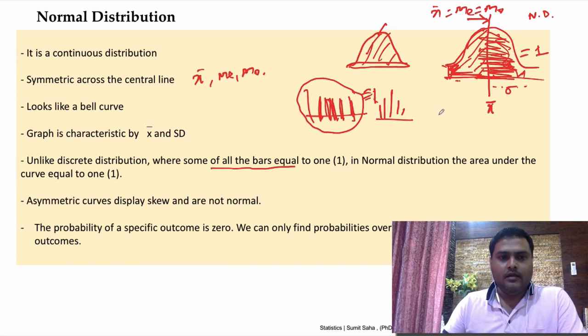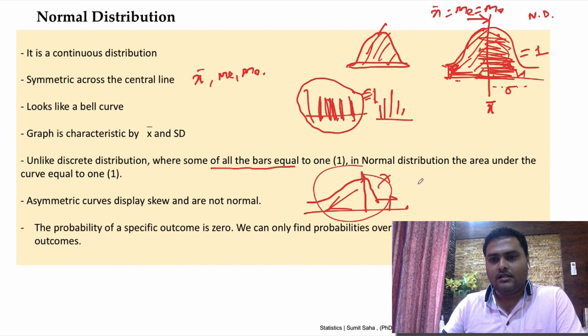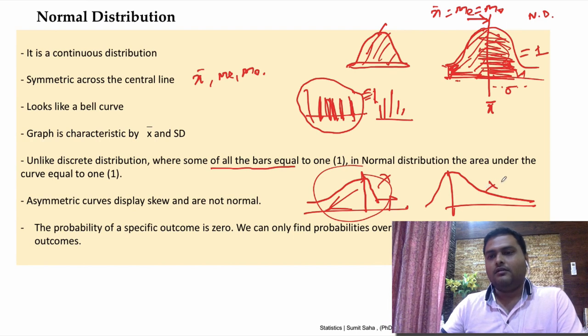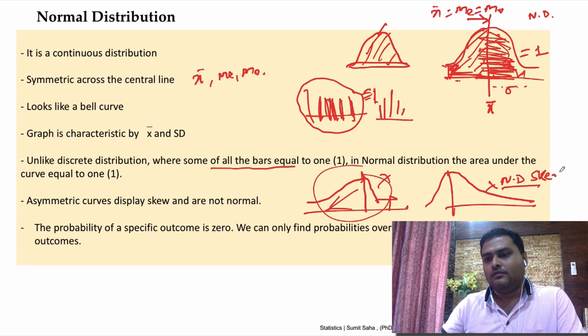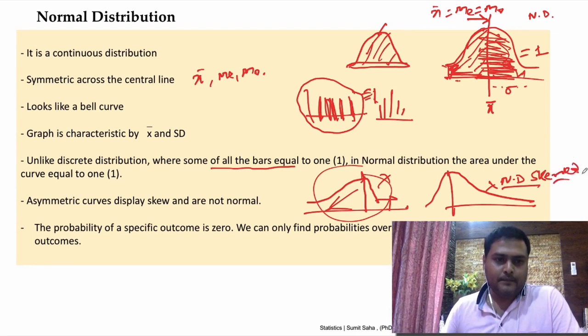Asymmetric curves display skew and are not normal. What does this mean? An asymmetric curve means one which is not symmetrical. So this is an asymmetric curve, this is the mean, and this is the left-hand side and this is the right-hand side, both are not symmetrical, correct? It may be like this also. Clear? So this kind of curve is not a normal distribution curve, we call it a skewed curve, skewness, which we have discussed already.